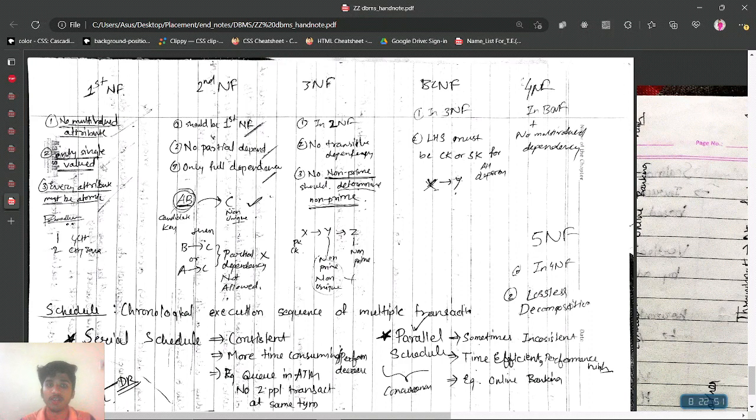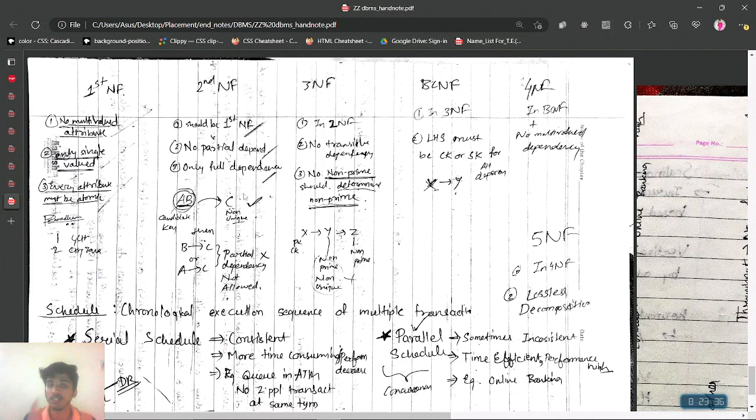Partial dependency is not allowed. Now in third normal form, it should be in the second normal form. And the second point is there should not be any transitive dependency. Transitive dependency means if X determines Y and Y determines Z, then X determines Z. This should not be the case. No non-prime attribute should determine a non-prime attribute. If X determines Y, Y is a non-prime attribute and it should not determine any other non-prime attribute.